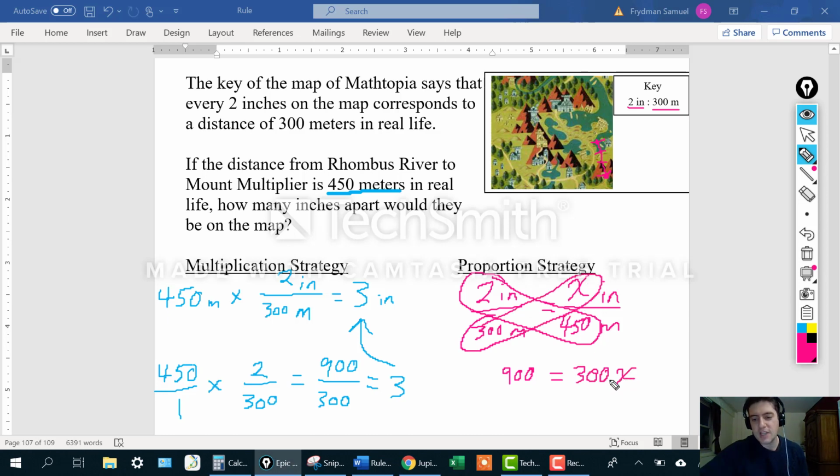And then to get the x by itself, we'll divide by 300, but we have to do the same thing on the other side as well. So we'll divide both sides by 300. It cancels over here, and we have x equals 900 divided by 300, which is 3. So same answer that we got using the multiplication strategy. Okay? All right. So that is it, and have a great day.